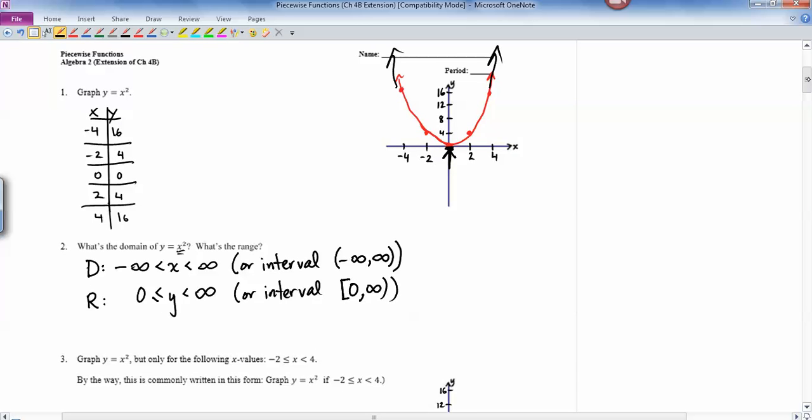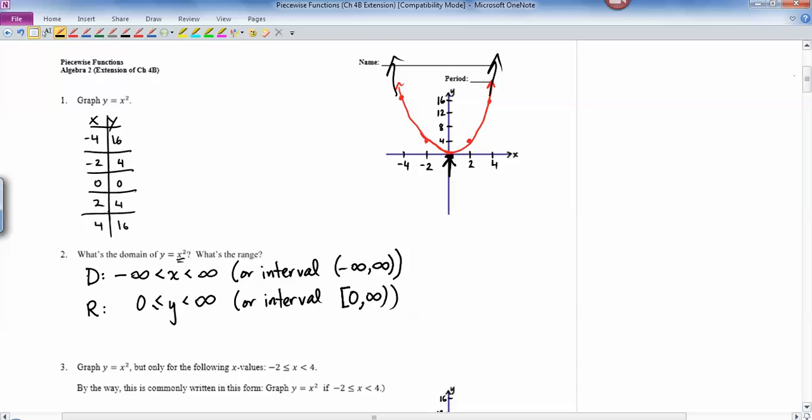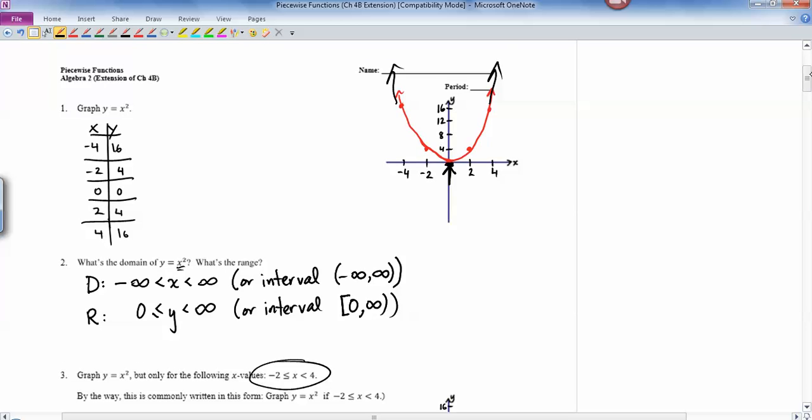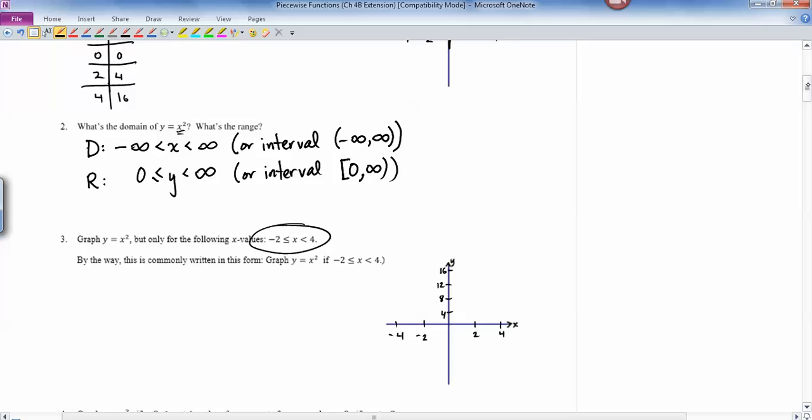And in number 3, I'm graphing the same thing again, but now I'm putting a restriction on my x values from -2 to 4, where we include the -2 but not the 4. So I've already put little tick marks on my axes. And I only care about the graph if the x values are between -2 and 4. So I'm going to draw a couple dotted lines here at -2 and then again at 4.